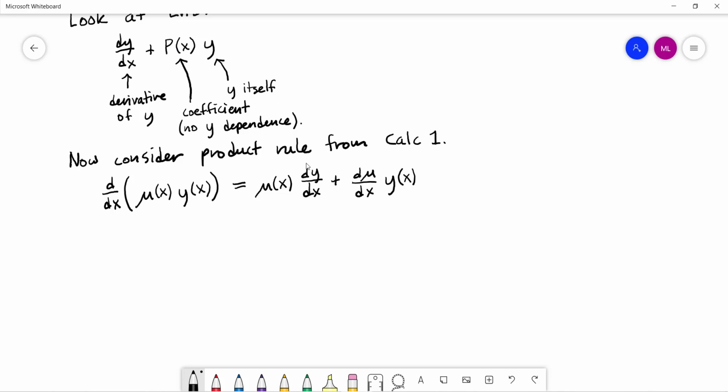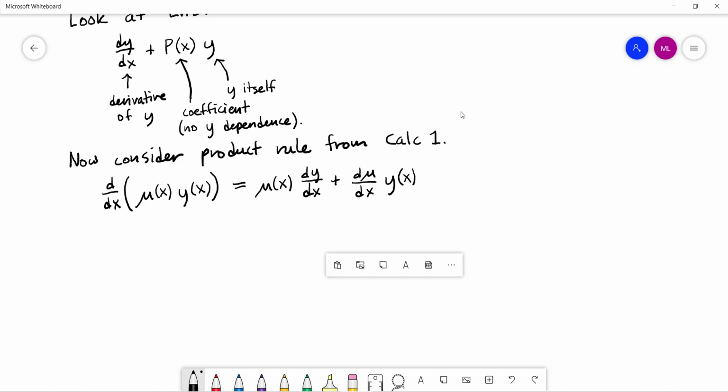If I can make them look exactly the same, well, then I know how to integrate this entire side, right? The integral of this just means undoing the differentiation. Undoing the differentiation would lead me back to the original product, this mu of x times y of x. So that is my goal. If I can modify it in some way so that it looks exactly like this, then I will have something that I know how to integrate. It's basically just going to be product rule in reverse, right?